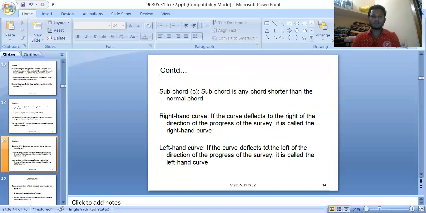Then right hand curve and left hand curve. If the curve deflects to the right side of the direction of the progress of the survey, it is called a right hand curve. If the curve deflects to the left side of the direction of the progression of the survey, it is called a left hand curve. So simply we can say that if the curve turns left, it is called a left hand curve. If the curve turns right, it is called a right hand curve.